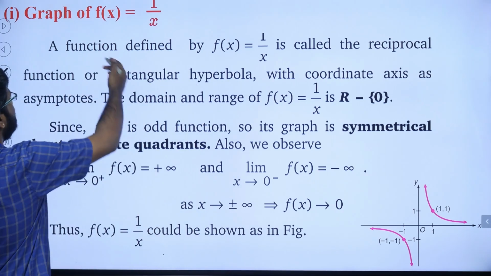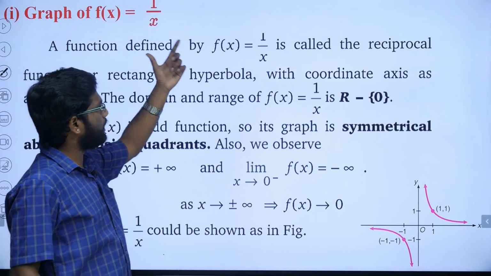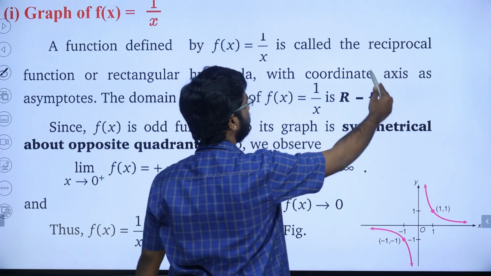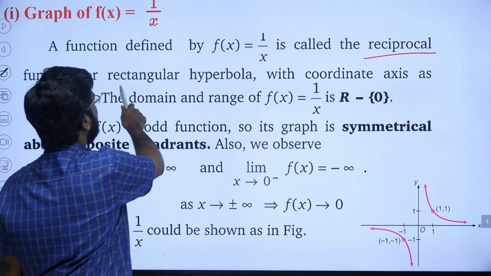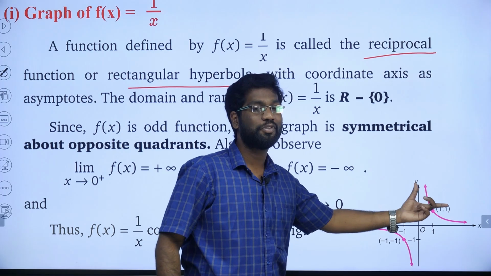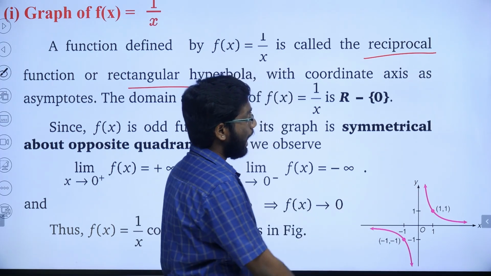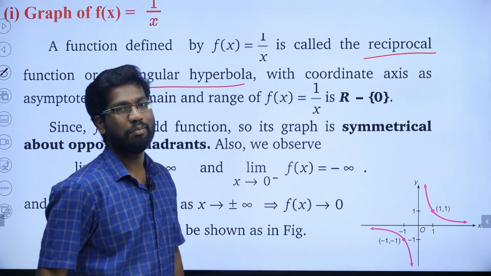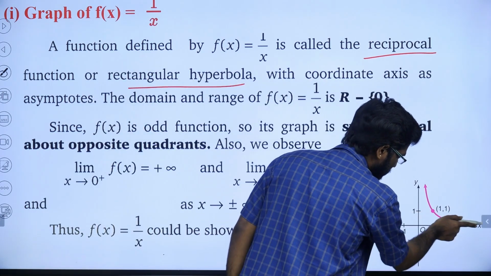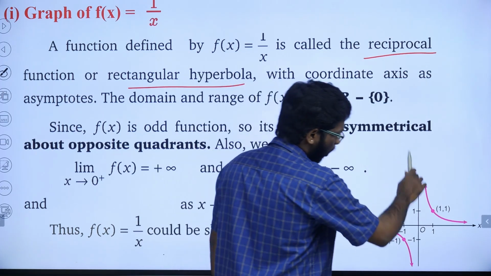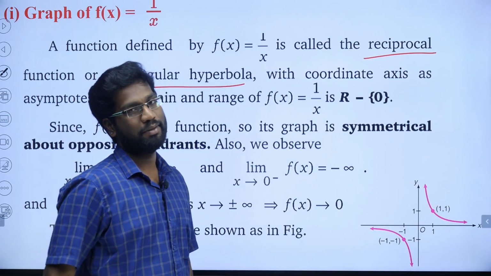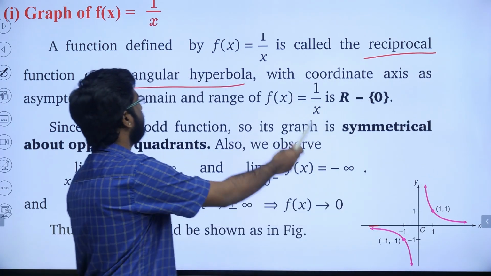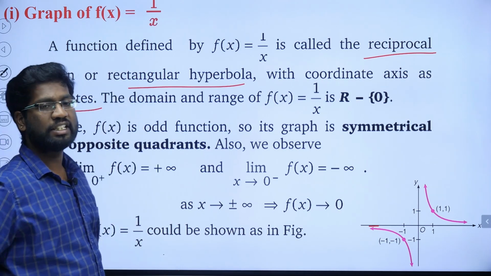Okay, so let me explain now, my dear students. A function defined by f of x equals 1 by x is called the reciprocal function, my dear students. That's what I have explained to you. Or rectangular hyperbola, this shape comes from a rectangular hyperbola, my dear students, and they said the axes act as the asymptotes. Asymptotes means what, my dear students? It goes closer but it won't touch, like that point. So all the 4 axes are asymptotes. They act as the asymptotes, my dear students, because all of them are covered with the curves. Coordinate axes as the asymptotes, my dear students. That's what they have explained.